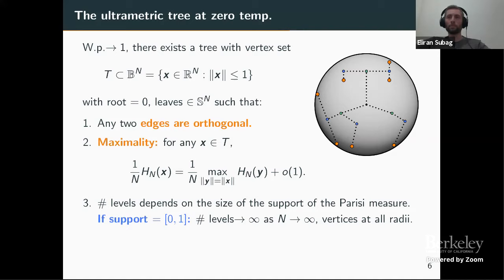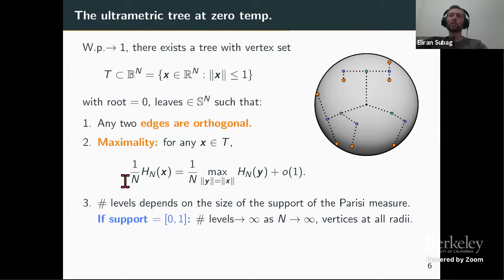So in the so-called KRSB situation, we have a tree of depth K. And in the situation I'm interested in, where the support is the interval [0, 1], the number of levels will go to infinity as n goes to infinity. Asymptotically, you'll have vertices at any radius between 0 and 1. So you should imagine essentially a continuous object in the limit. It has this nice orthogonality property, and the second property, which is very important for optimization, is that over this huge structure, the energy is consistently maximal.